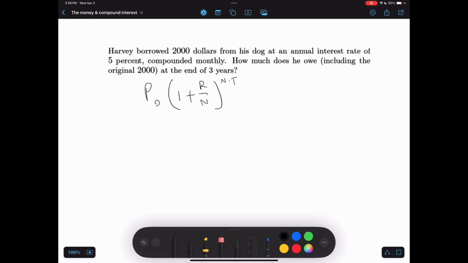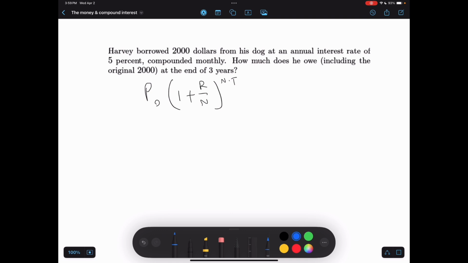And N, in this case, is the frequency of the interest payment. Since Harvey is compounding this 5% interest monthly, it means that he's going to pay that 12 times within 1 year. So that means our N must be equal to 12. And the final value up here, T, is multiplied by N. T is basically how many years he's going to be doing this payment, which is 3 years. So it would be 12 times 3.